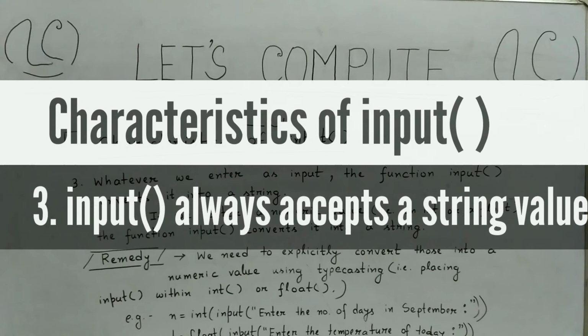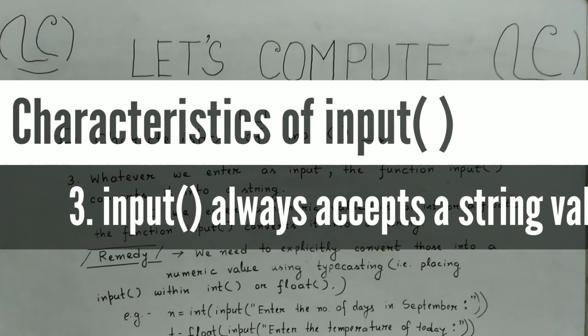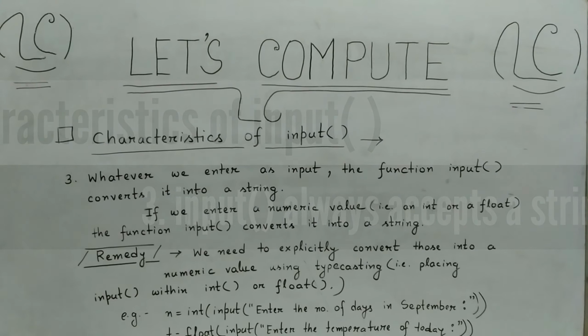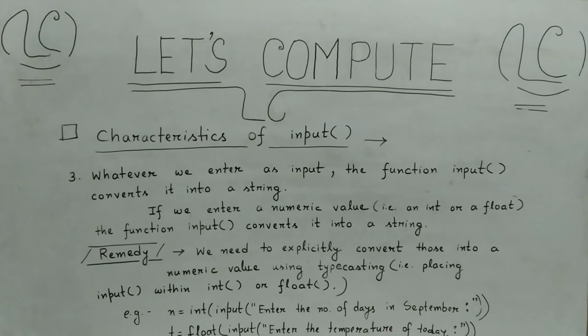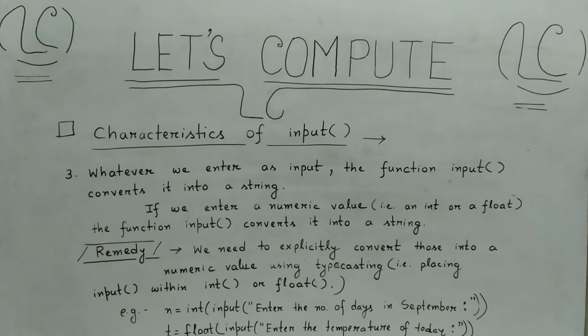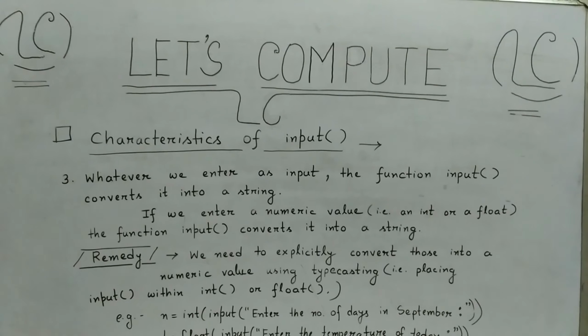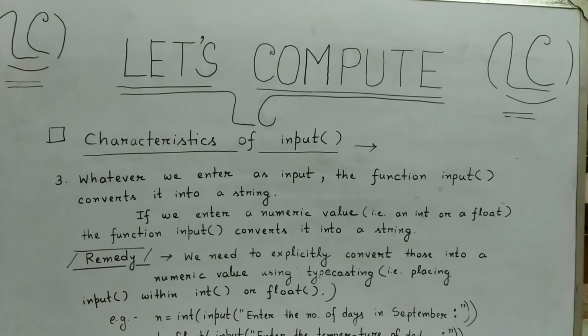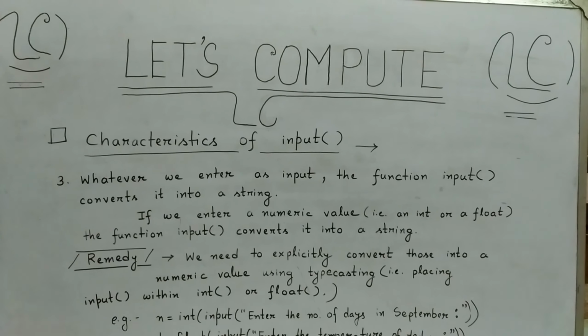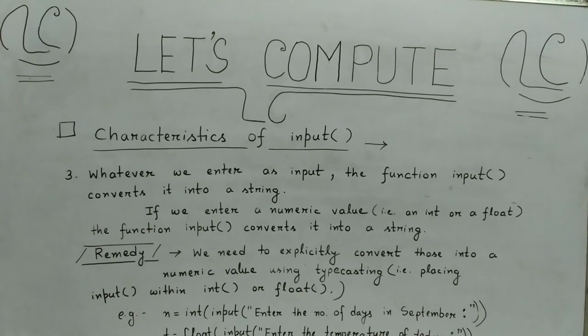Come to the third one. Whatever we enter as input, the function input converts it into a string. Yes, this is correct. If we enter a numeric value, that is an integer or a float, the function input converts it into a string. Well, this is a serious concern because we cannot use those string values and perform a numeric operation.